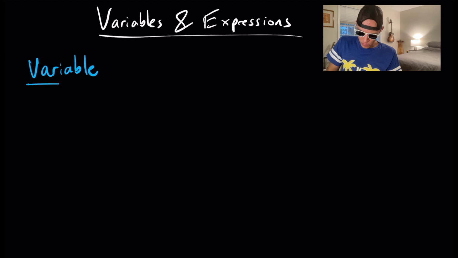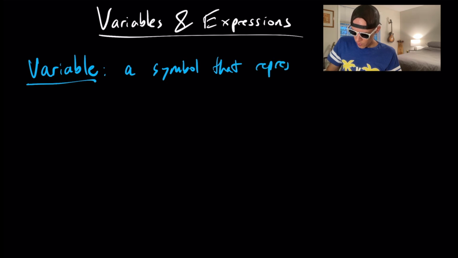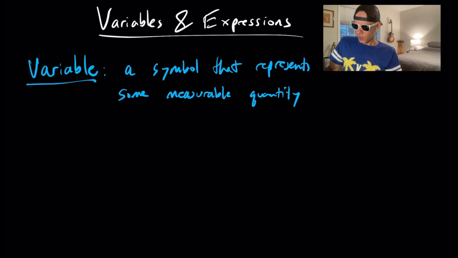So what is a variable? Well, a variable is a symbol that represents some measurable quantity. So maybe we're trying to measure time, or how much money someone has in a bank account, or how fast a car is going. The most common variable you'll see is x, and maybe you're already aware of that. I don't know why, but it just is.